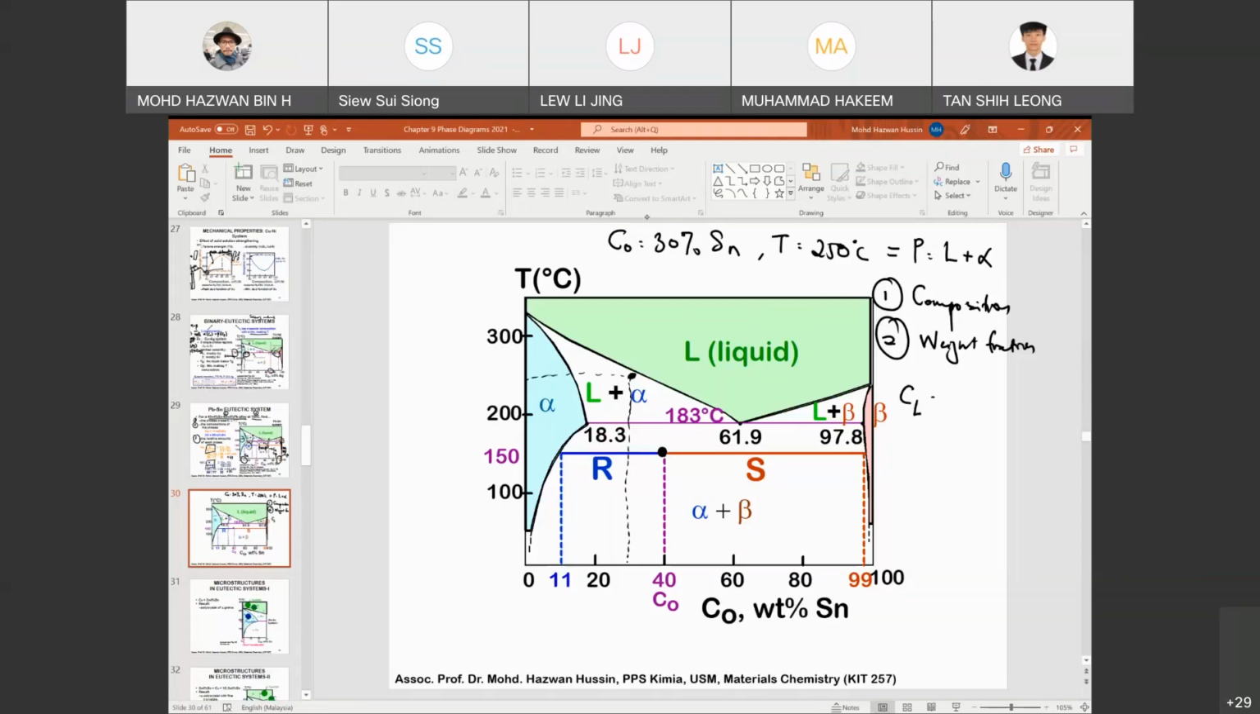For liquid, the composition is about 33%. 33? Okay, so you can drag somewhere here, when it overlaps with the liquidus line, just drag it down. I think maybe slightly above, maybe I would say like 36%, for example. And how about alpha, roughly?